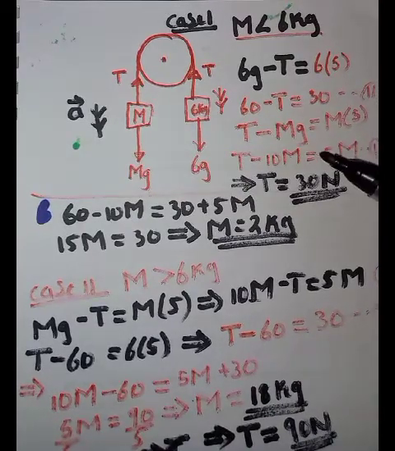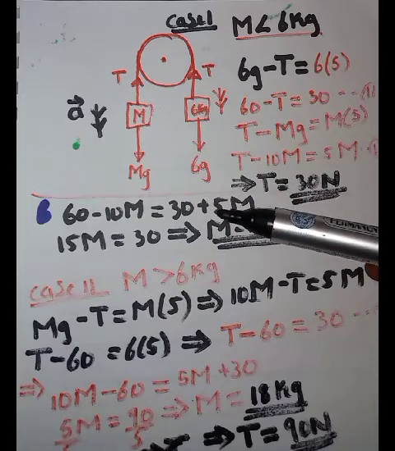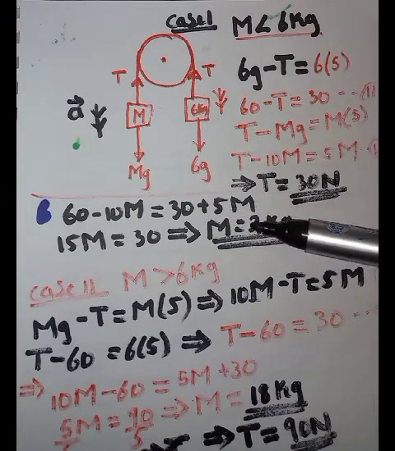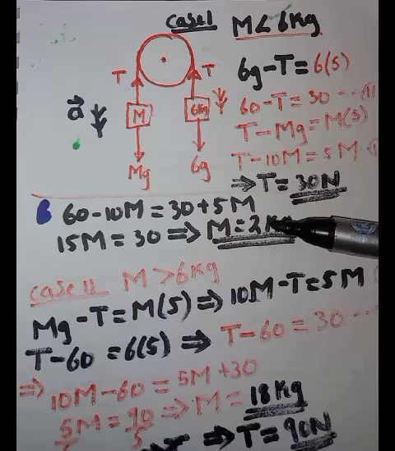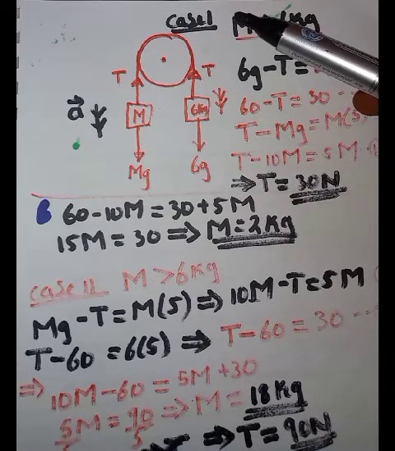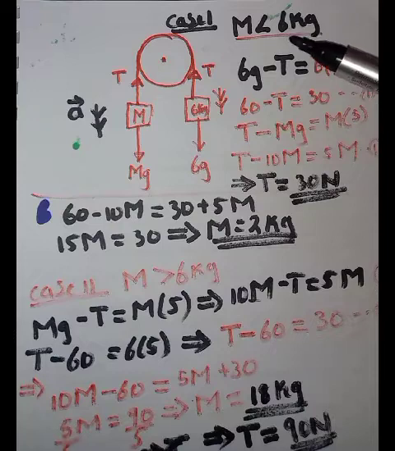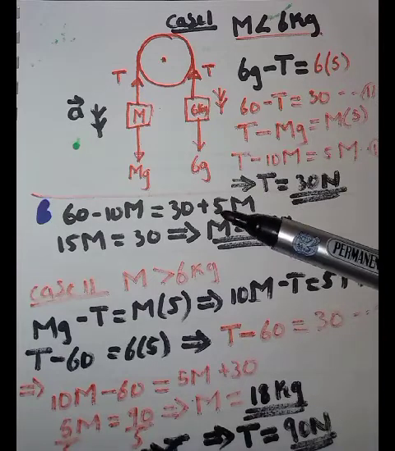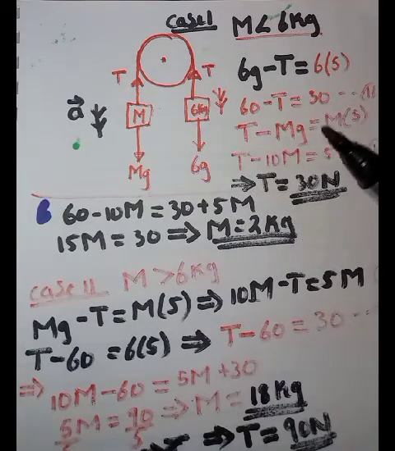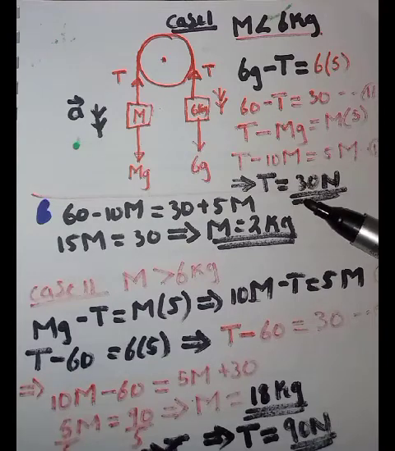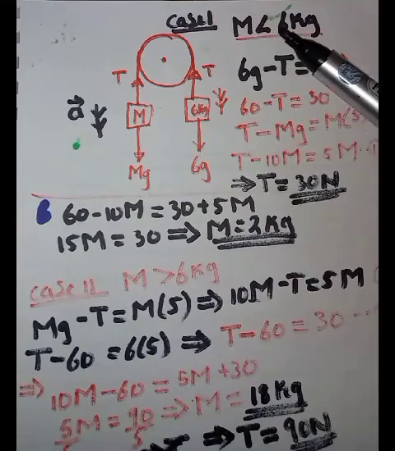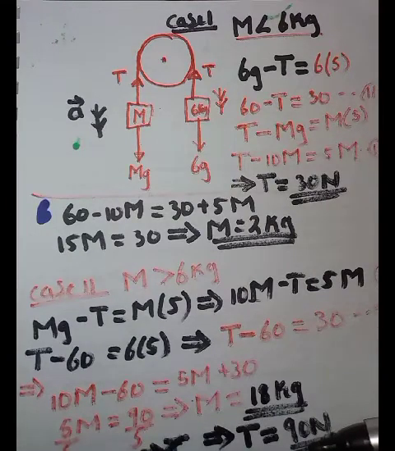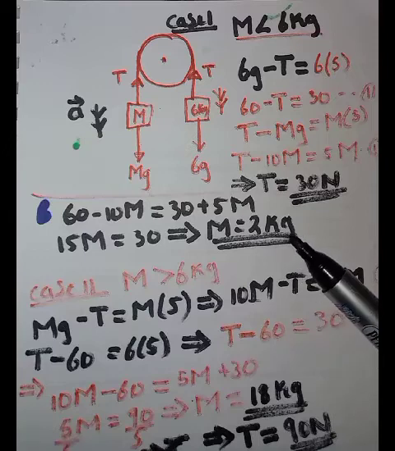So you see that the value of this mass, capital M, is 2 kilogram if this capital M is less than 6 kilogram, and it is 18 kilogram if the capital M mass is greater than 6 kilogram. The tension on that string is 30 newtons if this mass is less than 6 kilogram, and the tension is 90 newtons if the mass is greater than this 6 kilogram.